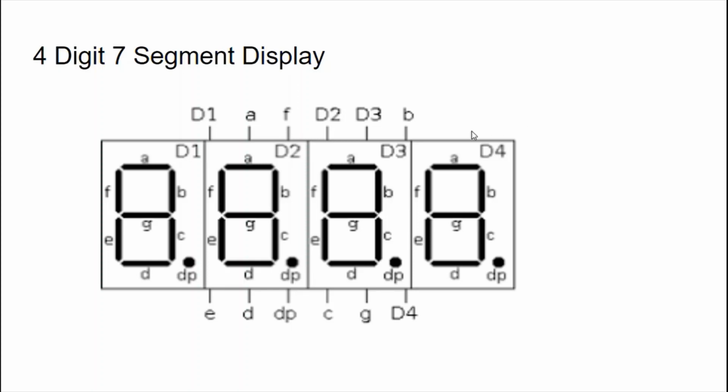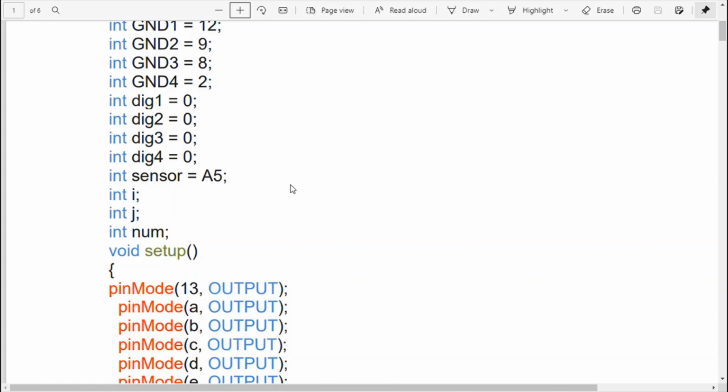This is the 4-digit 7-segment display having the LEDs A, B, C, D, E, F and G and the digits D1, D2, D3 and D4. These D1, D2, D3 and D4 are common pins for each of these digits. So now we can come back to the code.